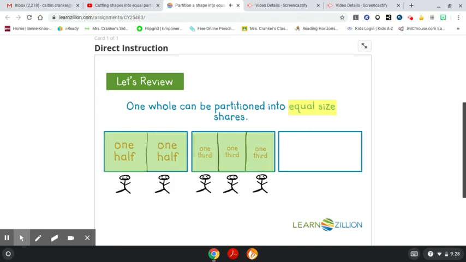The last rectangle here, I have one whole. We can partition it into 4 equal parts, with each part being called 1/4. 4 people can equally share this whole. 4 of the shares, or 4/4, make up the one whole area.